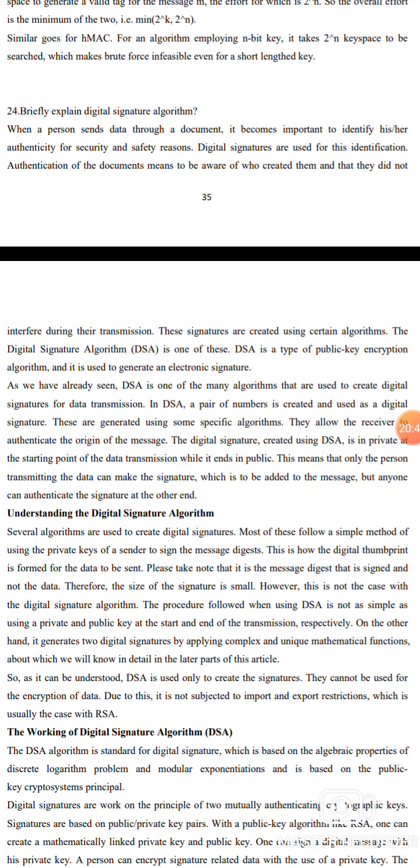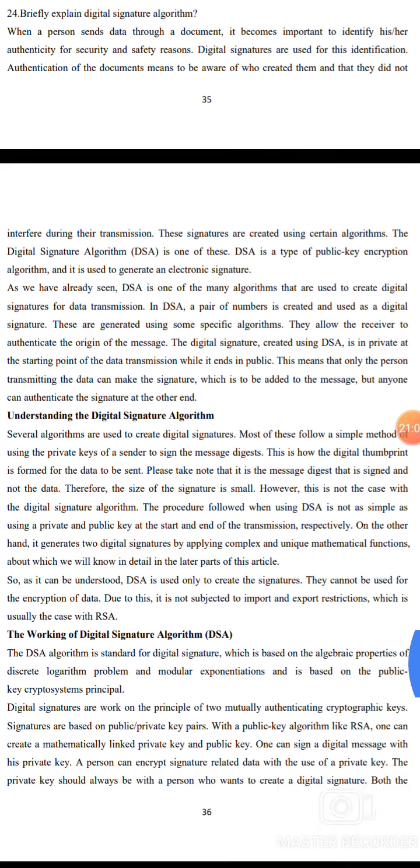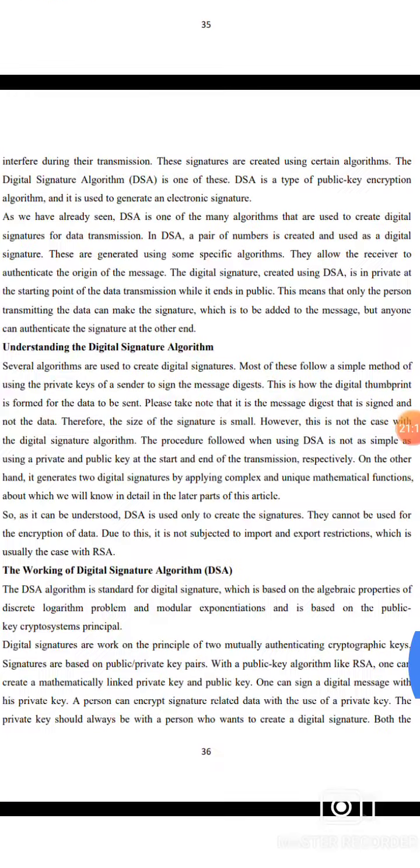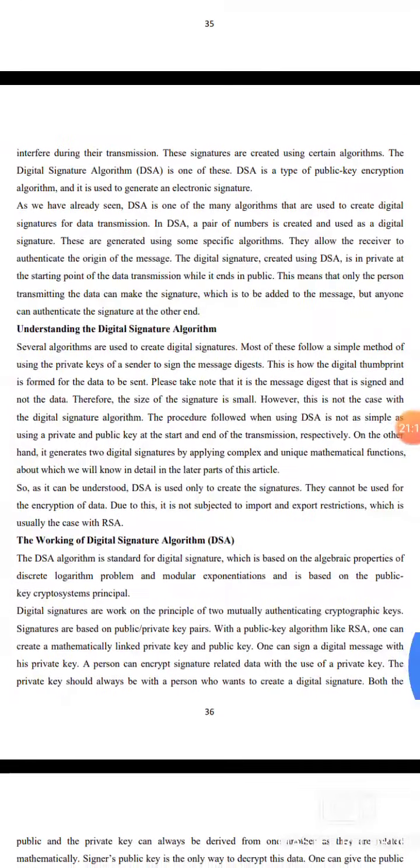24. Explain briefly the digital signature algorithm. When a person sends data through a document, it becomes important to identify his or her authenticity for security and safety reasons. The digital signature is used for this identification. The authentication of the document means who created it and that it was not interfered with during transmission. The signature is created by a certain algorithm, DSA. The DSA is a public key encryption algorithm used to generate the electronic signature.